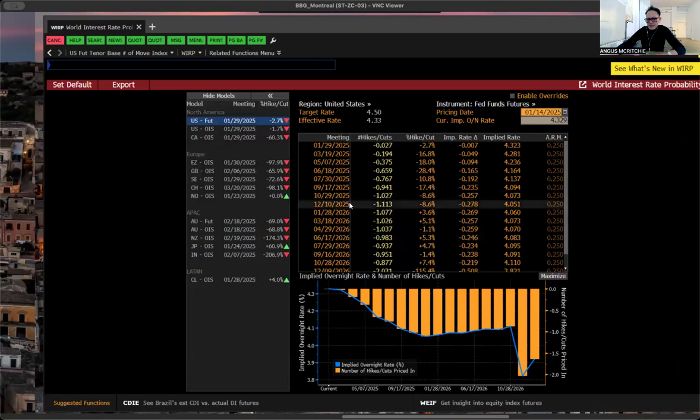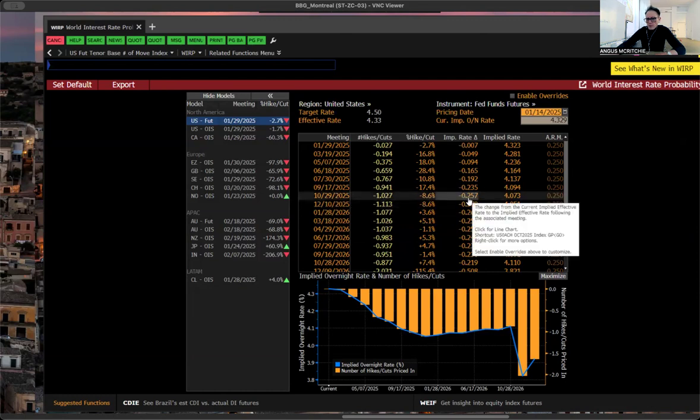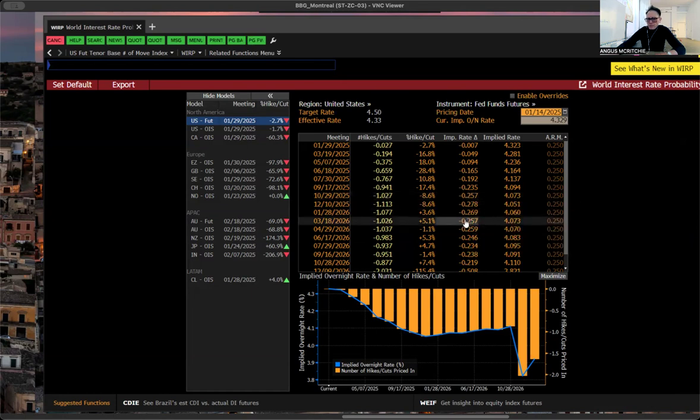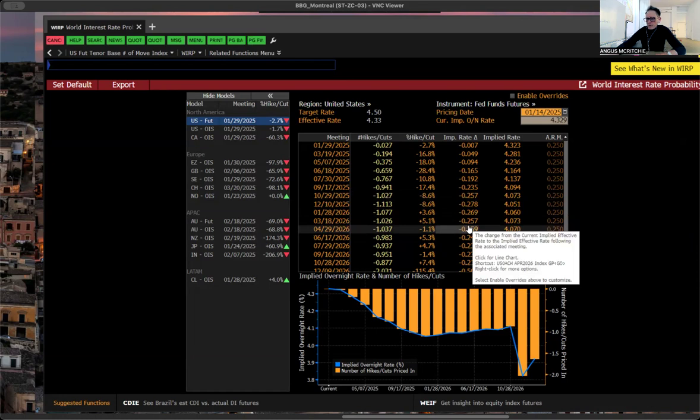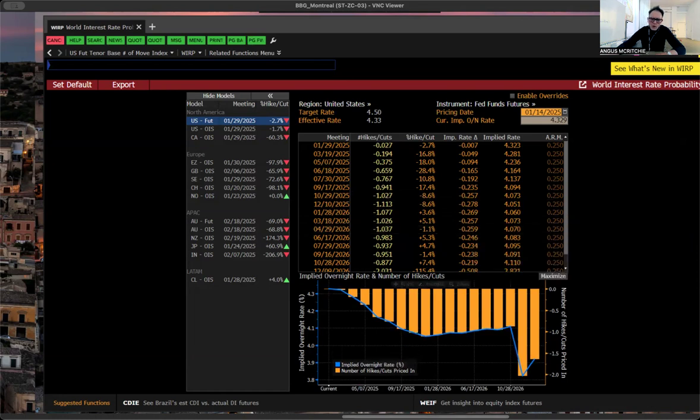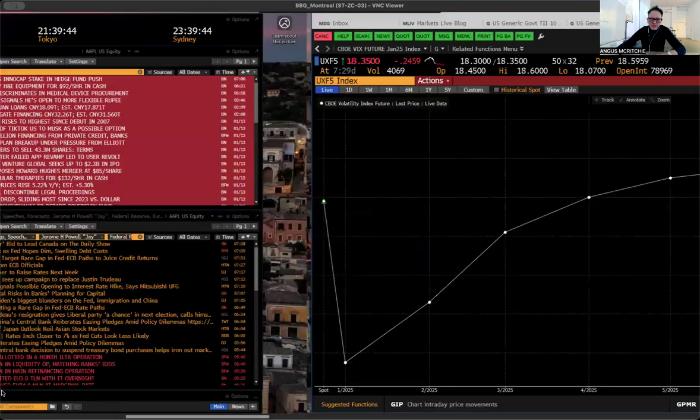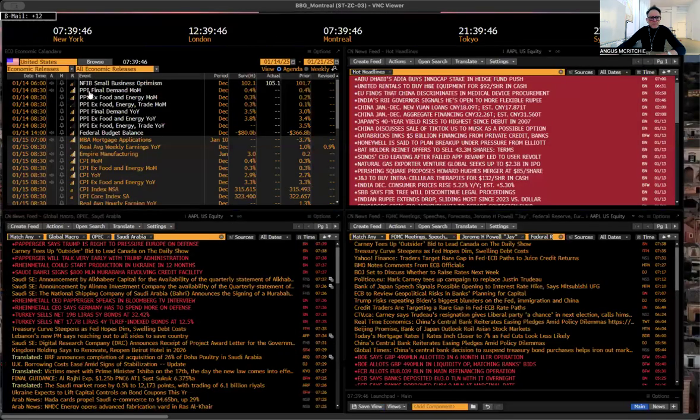What's going to be interesting is that maybe even this one cut you see here, 25 basis points, could be completely taken out, priced out of the market for 2025, and maybe pushed into the latter half of 2026. So that's really what the market is thinking about. But let's just turn our attention to PPI.